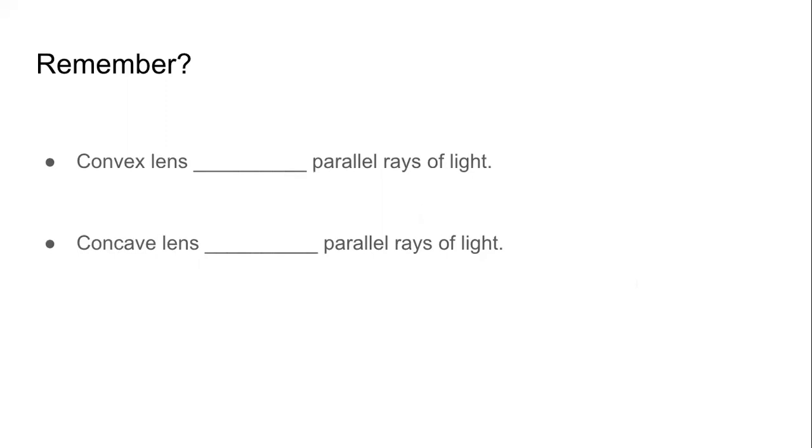Convex lens dash parallel rays of light. There we need to fill the blank with a verb, the simple form of the verb. Concave lens dash parallel rays of light. One fill in the blank will start with a D, another will start with a C. Speak or type the correct answer. You can try.